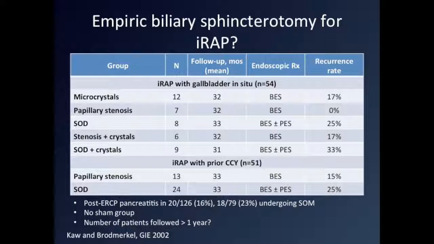And you can see the recurrence rates are in the range of 15 to 30% in all categories, irrespective of how they were subclassified. If they identified microcrystals in the bile, if there was fluoroscopic evidence for papillary stenosis, if the patient had manometry and was found to have an elevation in their basal sphincter pressure, or any combinations of these things. And again, the follow-up was limited, and there's no comparison sham group. And so while the recurrence rates are low-ish, we don't really know if it was the sphincterotomy or if it's the natural history in these populations that's driving these outcomes.